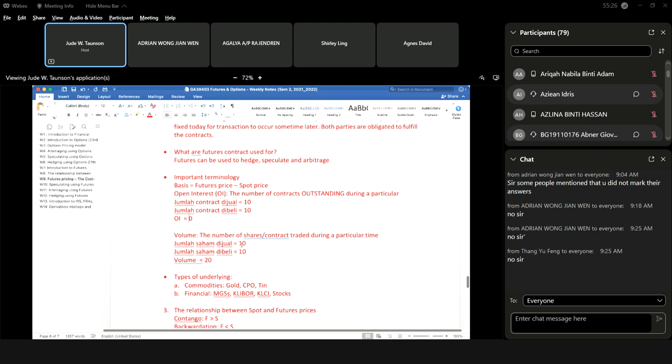Okay, one more example. Say the number of shares bought, okay, we look at the volume again. The number of shares bought is 20. The number of shares sold is 10. So volume is 30. Right. We use the same example. Bought is 20. Sold is 10. So there are 10 contracts outstanding. That is open interest. Okay, I hope you can differentiate that now. So please read more. Okay. That is how you differentiate between volume and open interest.